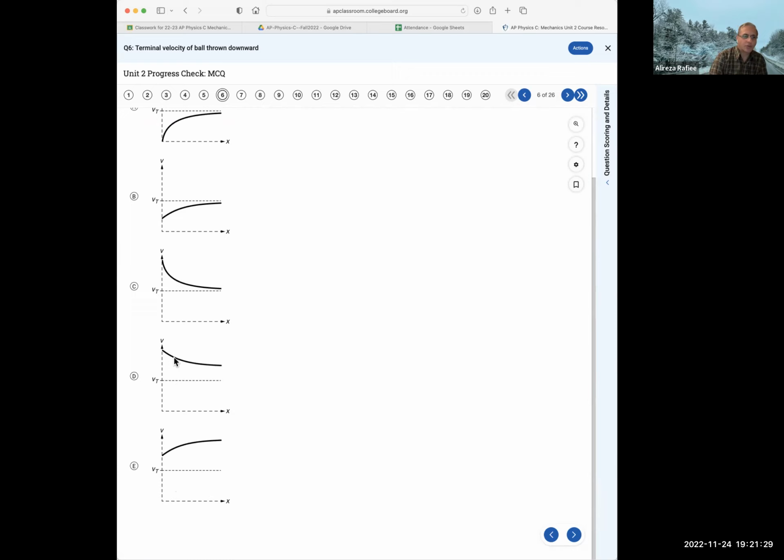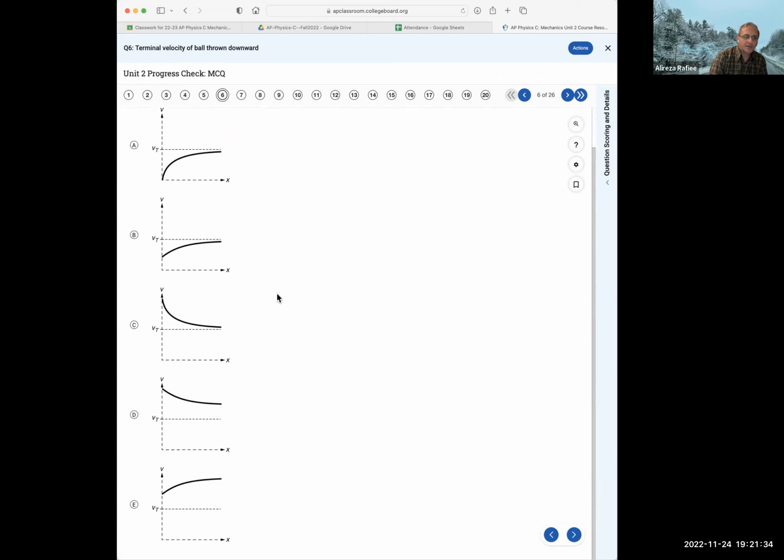Now, here's the thing. What is the terminal velocity? This dashed line, right? And if it's moving faster than the terminal speed, it has to be above the terminal speed, but eventually it has to reach the terminal speed. And so D cannot be the answer. The only one which is meaningful is that it starts from higher than terminal velocity, but it goes down and reaches the terminal velocity. So that's the only meaningful answer. The rest of them, you don't even need to worry about the curve here. Okay.